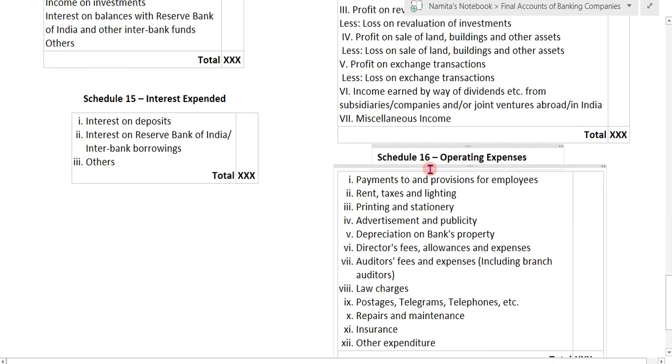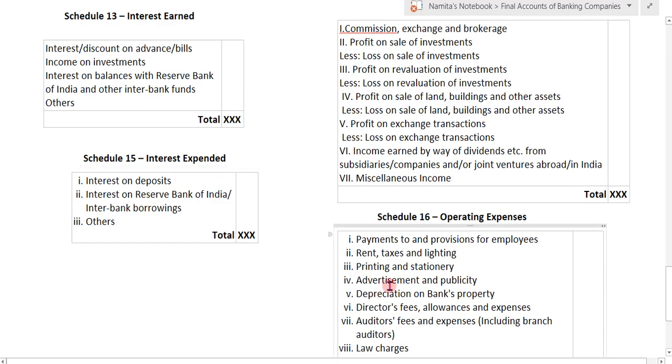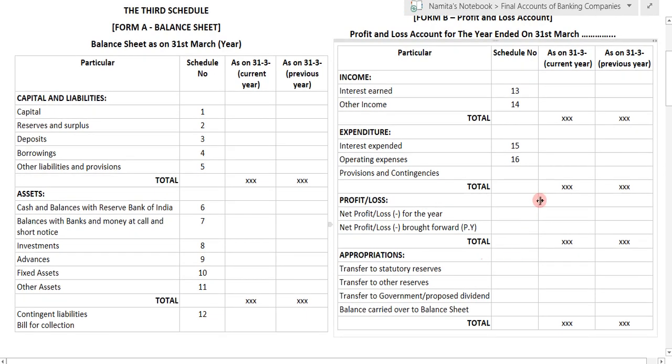Next is schedule number 16, operating expenses. These are the expenses the bank has on a daily basis, like rent, taxes, lighting, printing, stationery, advertisement, etc. These operating expenses are to be recorded in schedule number 16. The total of 15 and 16 is to be written in the profit and loss account.